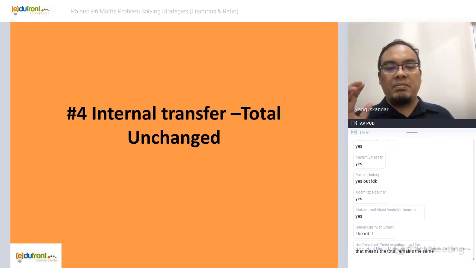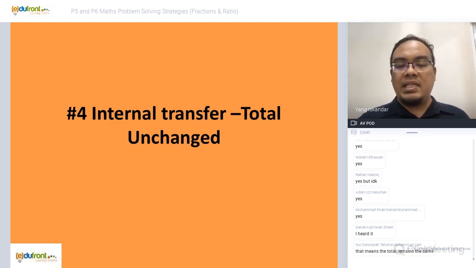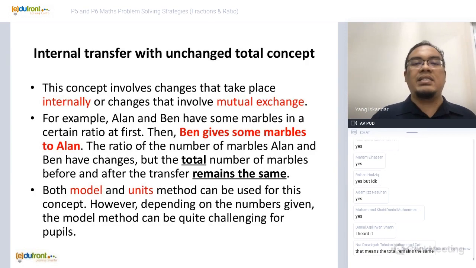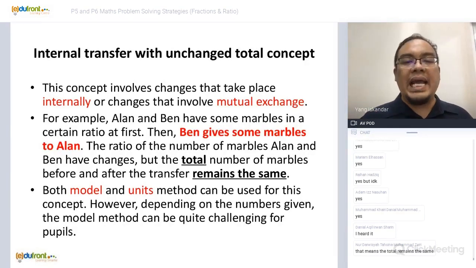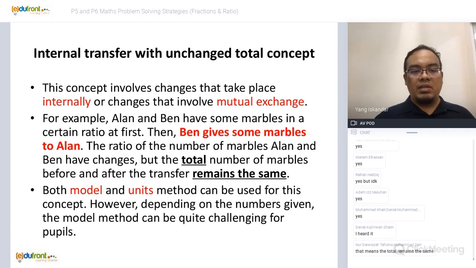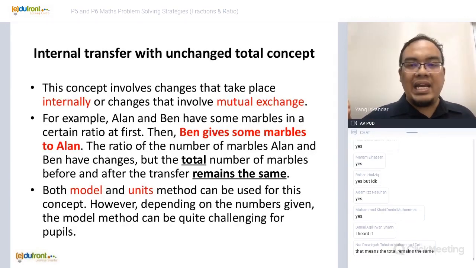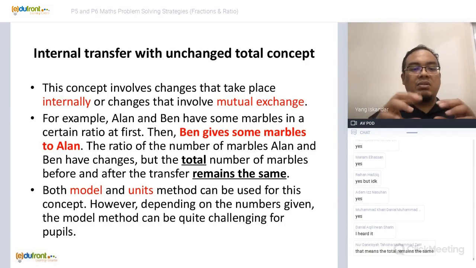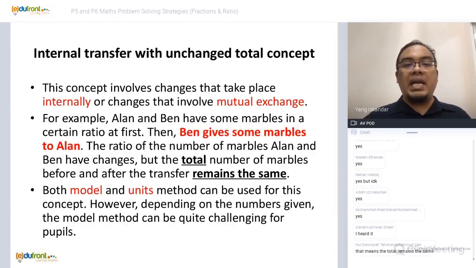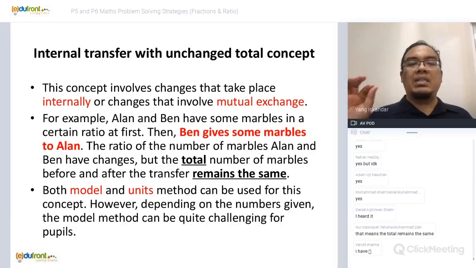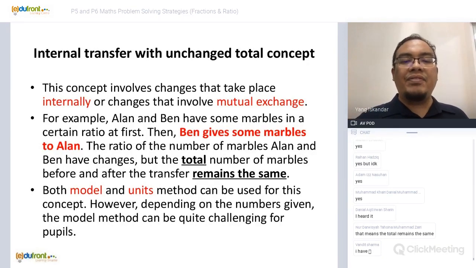It means the total the same. Yes, from the name itself, the total is the same. So let's take a look. How are we going to apply this strategy? This concept involves changes that take place internally, or changes that involve mutual exchange. For example, Alan and Ben have some marbles in a certain ratio. Then Ben gave some marbles to Alan. Remember, they are together. So both have some marbles. So Ben gave some marbles to Alan. The ratio of the number of marbles Alan and Ben have will change. However, the total number of marbles before and after the transfer will remain the same. It will not change.